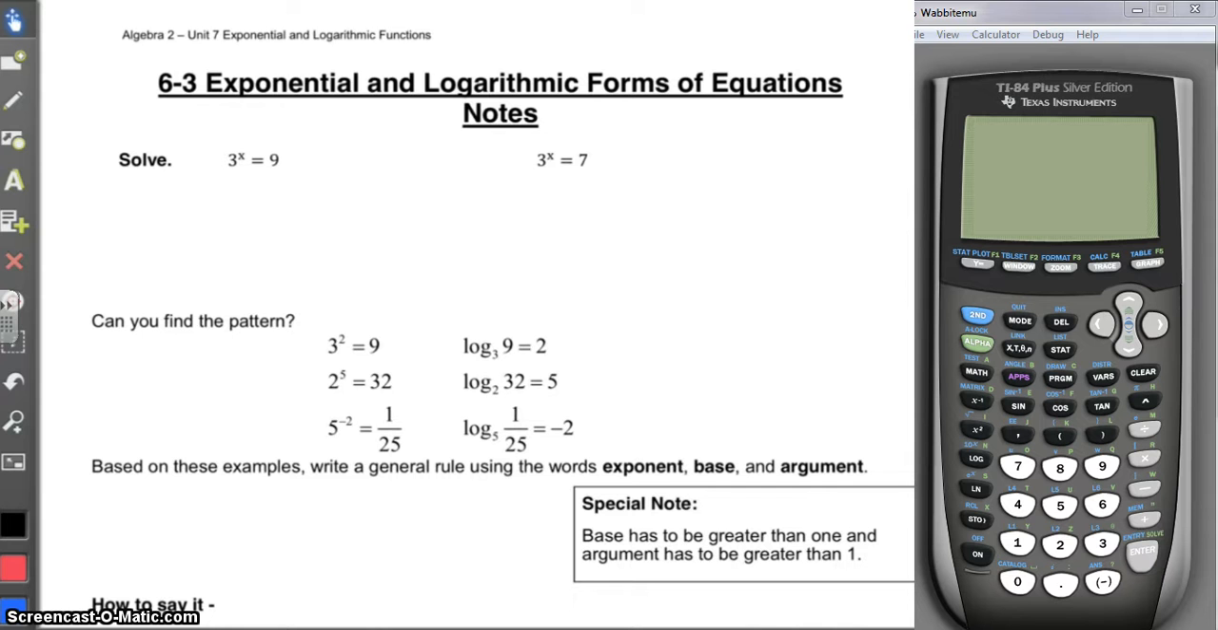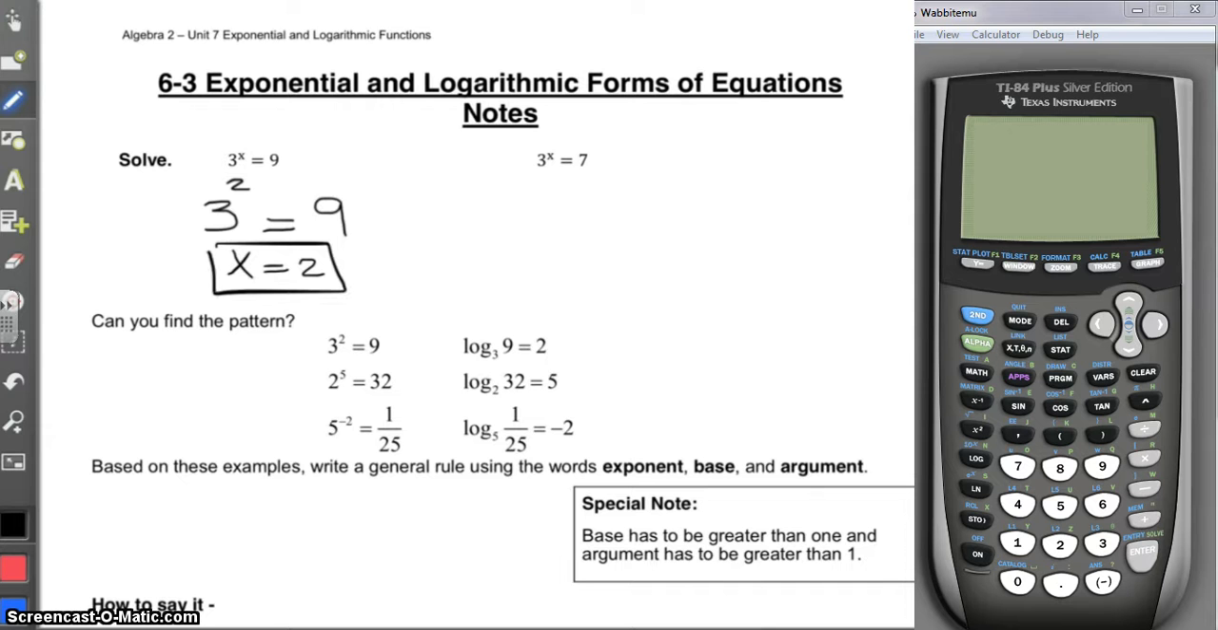You have to solve 3 to the power x is equal to 9. So ask yourself, what power can you raise 3 to that gives you 9? So 3 to the power 2 is 9, so x is equal to 2. So this was easy to solve.